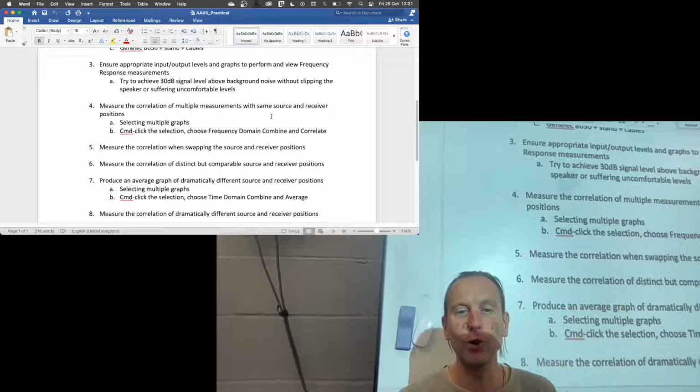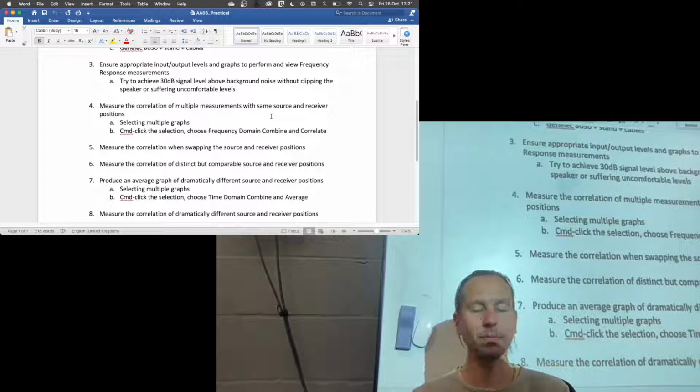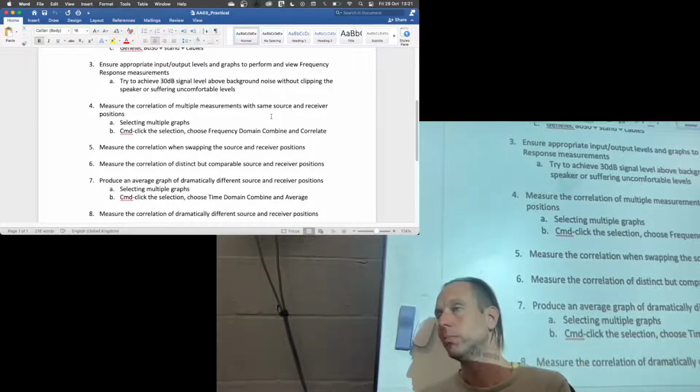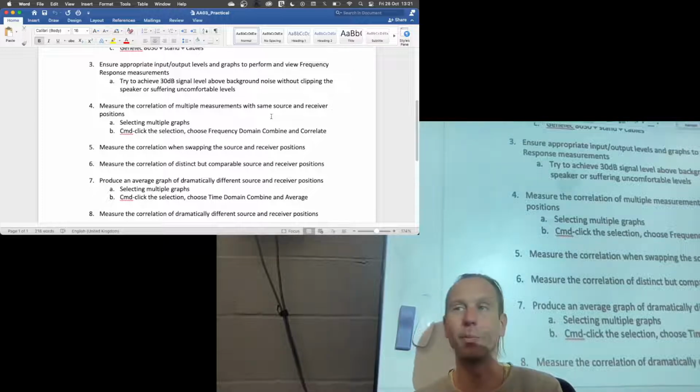Okay, and then we also looked at producing an average graph. So actually the things that we've done are crucial. So correlation graphs, which you can consider the difference between two measurements, and averaging graphs, which you can consider the sum of multiple measurements. Okay, so did we have anything cool come up there? Average graph of dramatically different source and receiver positions.